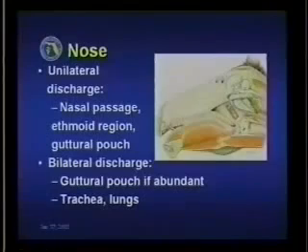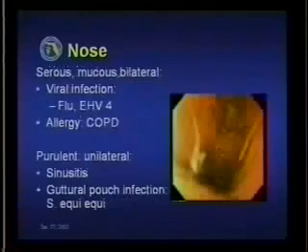and in some cases the discharge will be bilateral if the lower respiratory tract is affected, whether you look at the trachea or the lungs. So any lower respiratory tract disease will most likely result in a bilateral discharge, whereas any upper respiratory tract disease will most likely result in a unilateral discharge, so coming from one nostril.